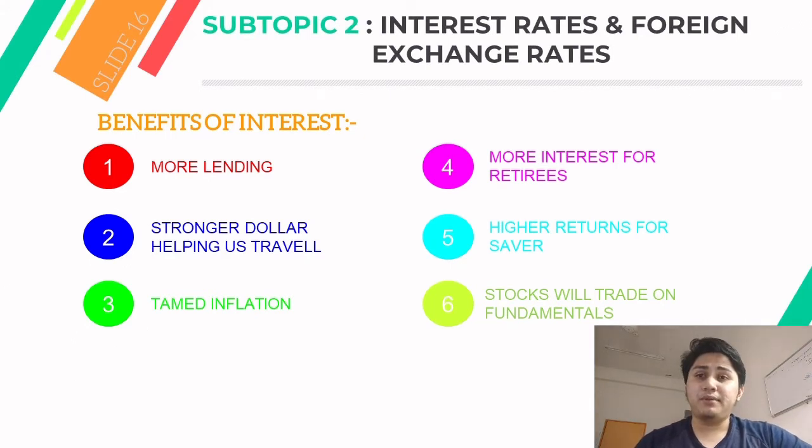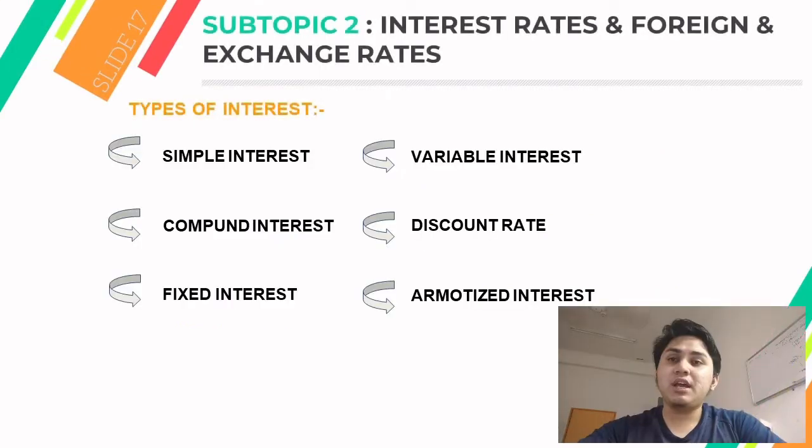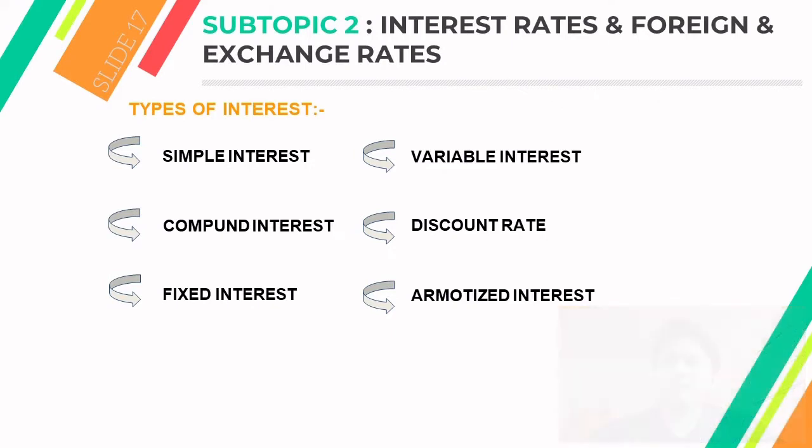Anything that happens must have benefits. The benefits of interest rate are more lending, stronger dollar helping us travel, same inflation, more interest for retirees, higher returns for savers. Last but not least, stock will trade on fundamentals. There are 6 types of interest. First, simple interest. Second, compound interest. Third, fixed interest. Fourth, variable interest. Fifth, amortized interest. Last but not least, discount rate interest.